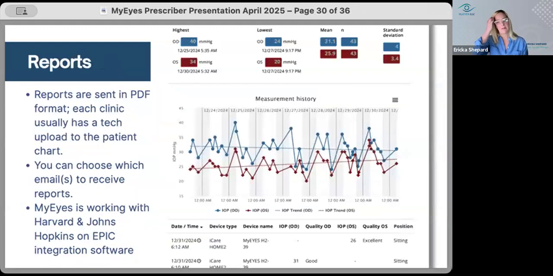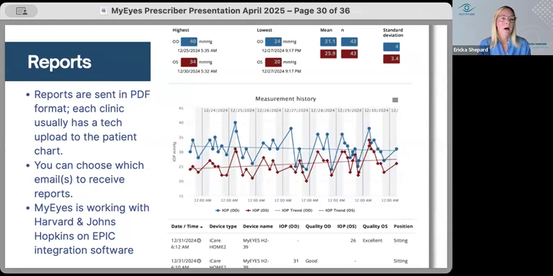The reports. This is my favorite part. So you can see in the reports, and Dr. Wirostko already showed you some of these, this is one that came in, and right off the bat, you see this picture of a patient who's got these huge fluctuations in one eye over the other. And you have to wonder if there was some intervention there in the middle.